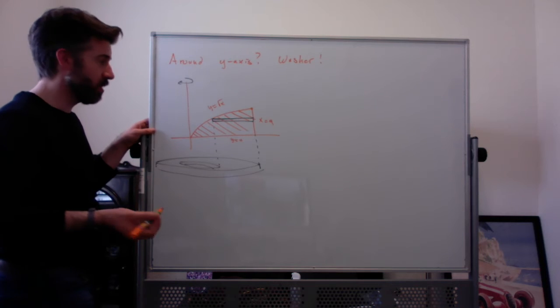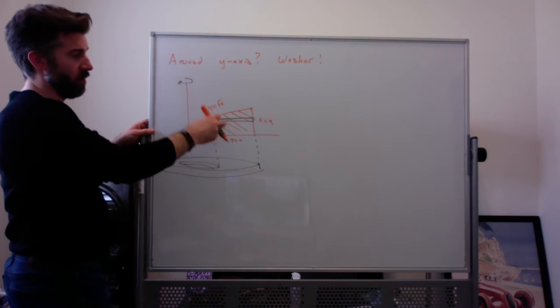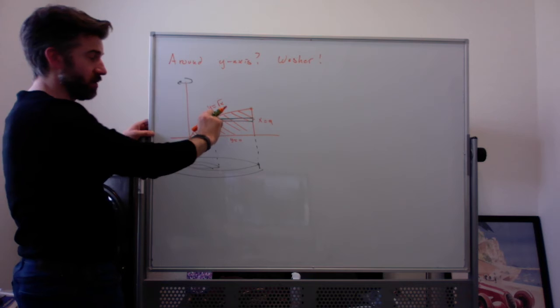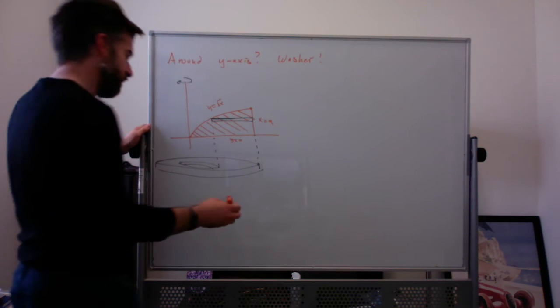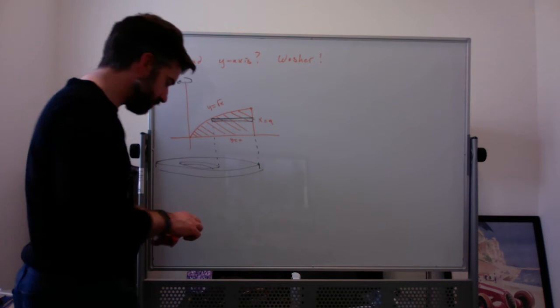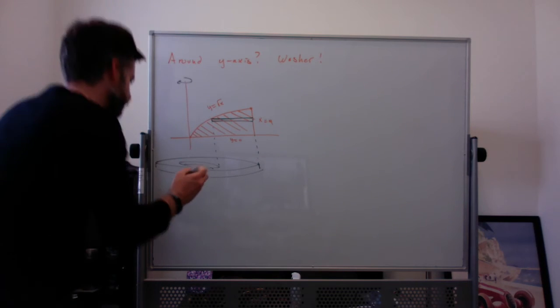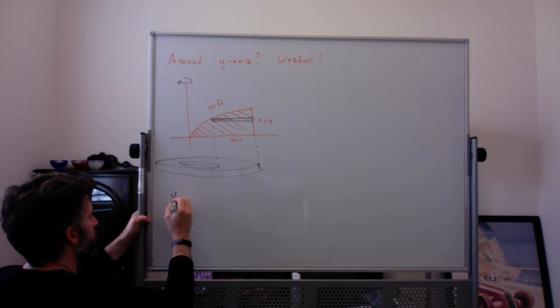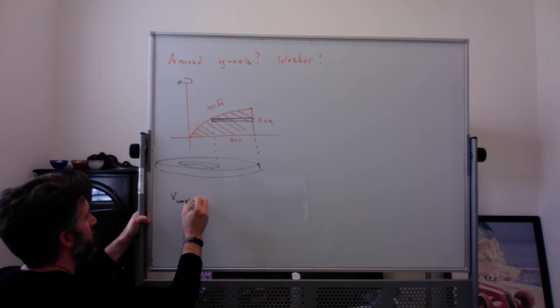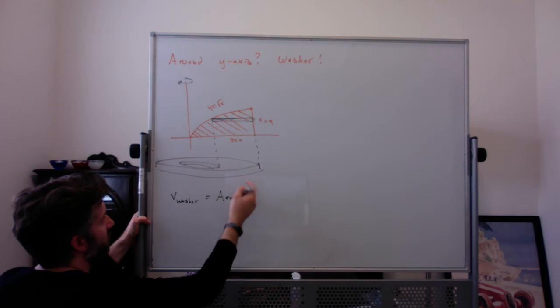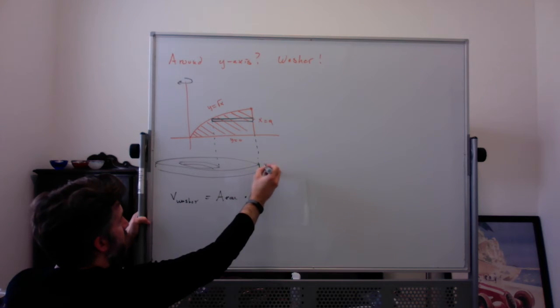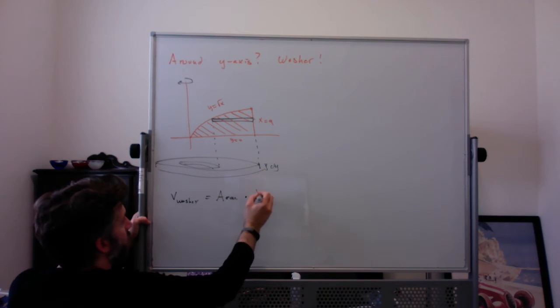Also, just as a reminder, since I'm going around this y-axis, my strip has to be horizontal so that it is perpendicular to my axis of rotation. So to find the volume of this washer, just like before, the volume of the washer is the area times the thickness, where the thickness is now, instead of dx, dy.